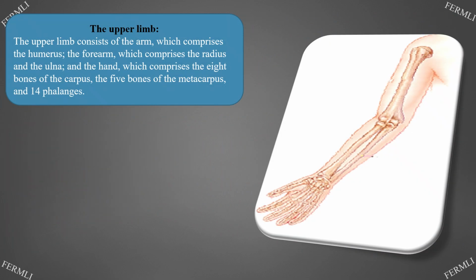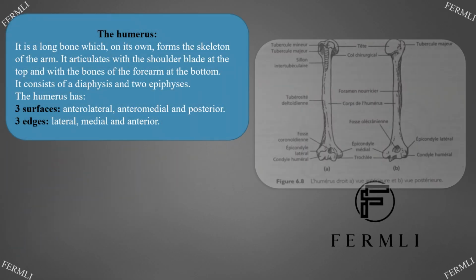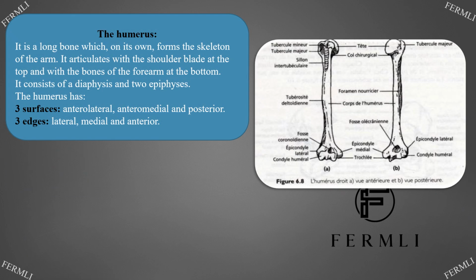The upper limb. The upper limb consists of the arm, which comprises the humerus, the forearm, which comprises the radius and the ulna, and the hand, which comprises the 8 bones of the carpus, the 5 bones of the metacarpus, and 14 phalanges. The humerus is a long bone which, on its own, forms the skeleton of the arm. It articulates with the shoulder blade at the top and with the bones of the forearm at the bottom.